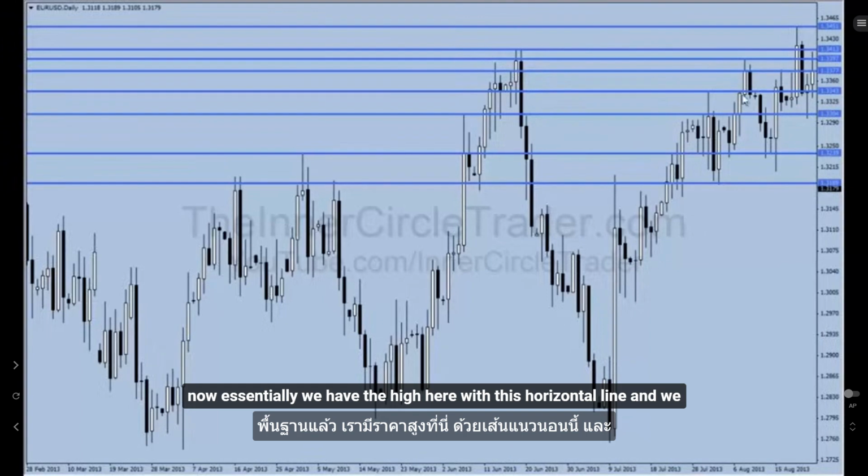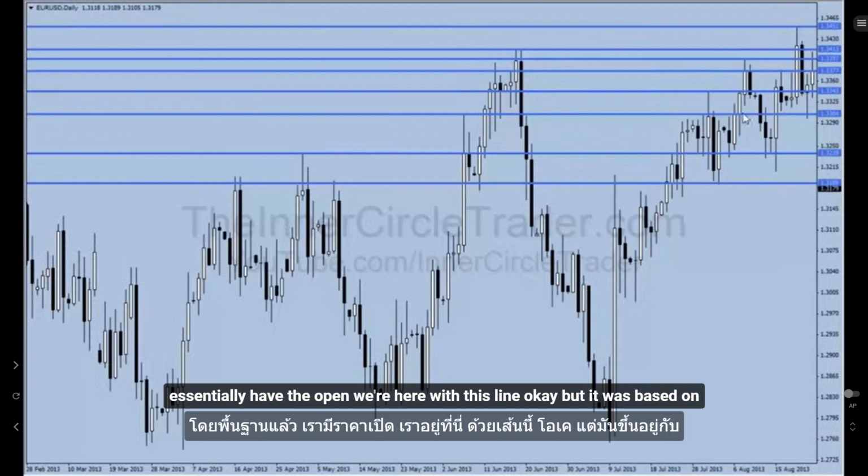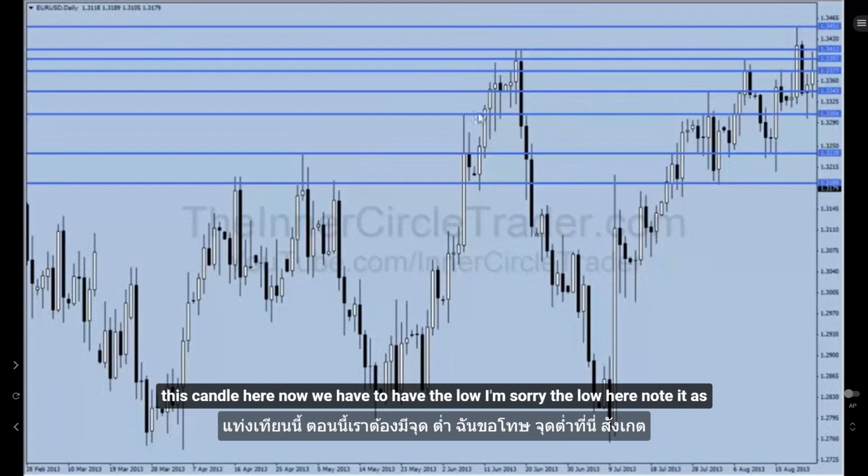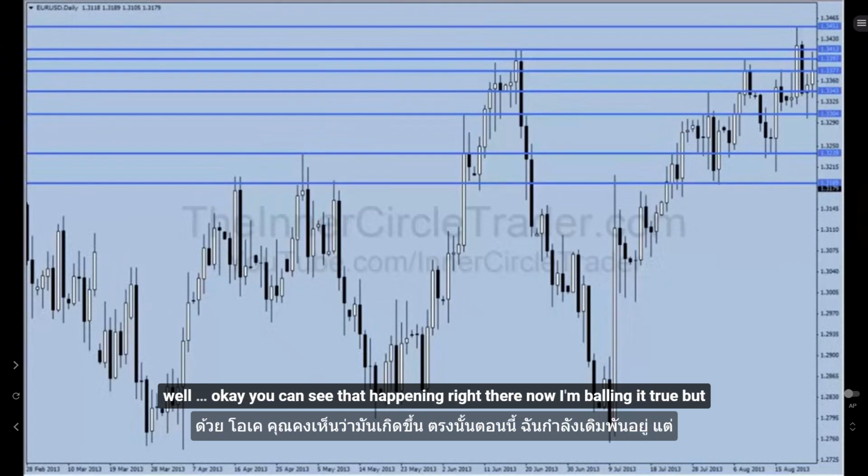Now essentially we have the high here with this horizontal line, and we have the open, we're here with this line, but it was based on this candle here. Now we have to have the low, the low here noted as well. You can see that happening right there.